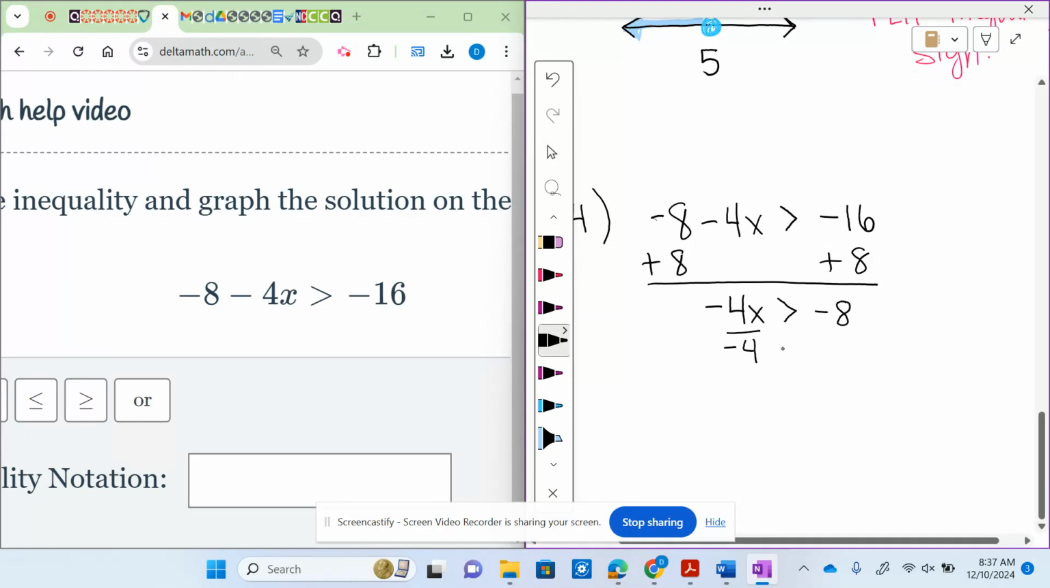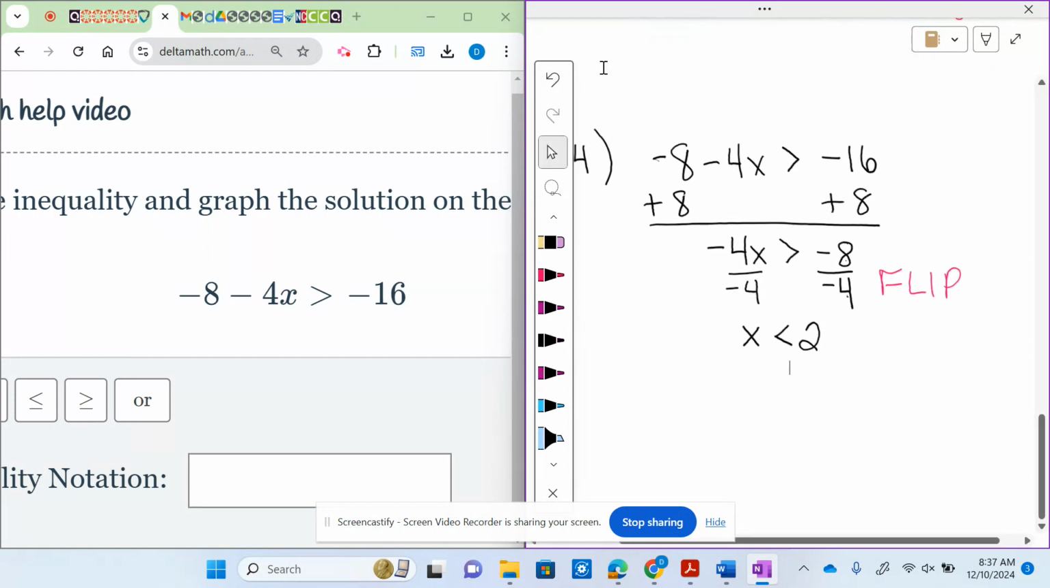Divide both sides by a negative 4. Lissandro, I'm dividing by a negative. What do I need to do? Good job. Don't forget about your flip. So x is less than, a negative divided by a negative is a positive, and 8 divided by 4 is 2. So x is less than 2.